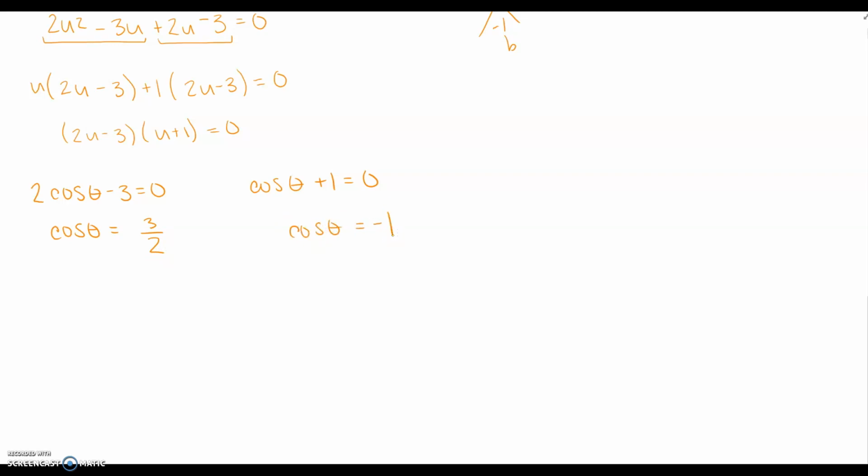And for 3 halves, you might be struggling, and that is rightfully so, because that's not possible, if you remember. So cosine can't ever be 3 halves. So that doesn't work. It's sad, but true. But for cosine of theta, it can equal negative 1. So what value of theta?